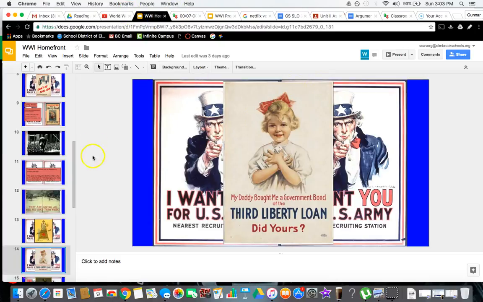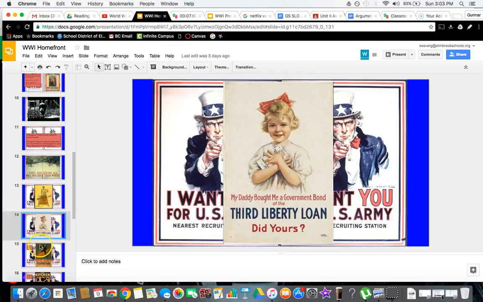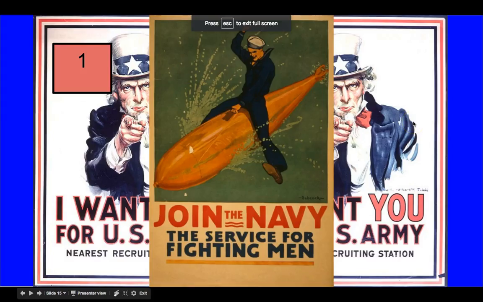So I'm going to switch back into this, and we're going to look at a few more propaganda posters before we move into our last part. Like I said, there's propaganda that's not just focusing on purchasing Liberty bonds, but all sorts of things. This one asks men in this country to join the Navy. Join the Navy, the service for fighting men.